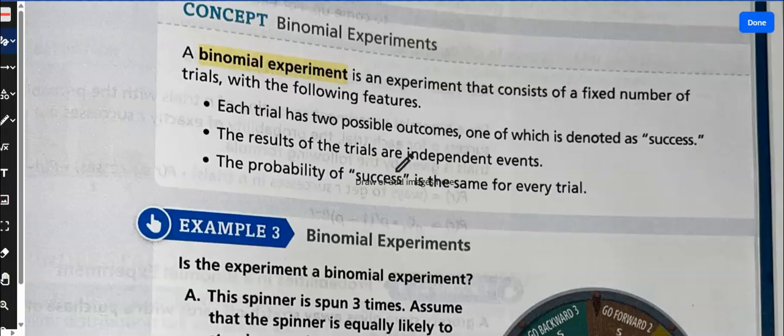Now, a binomial experiment, which is kind of what we had with the Teo and Henry example, is an experiment that consists of a fixed number of trials. That's very, very important. With the following features. Each trial has two possible outcomes. We usually call them success and failure. So, one example is shooting free throws in basketball. You're either going to make the shot or you're going to miss the shot. So it's one or the other.